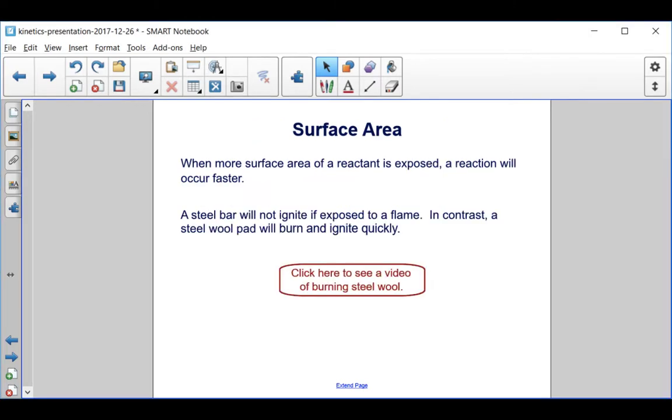Surface area can also affect the rate of a reaction. When more surface area of a reactant is exposed, a reaction will occur faster. A steel bar will not ignite if exposed to a flame. In contrast, a steel wool pad will burn and ignite quickly. So I'm going to show you a video of that and explain what's happening.